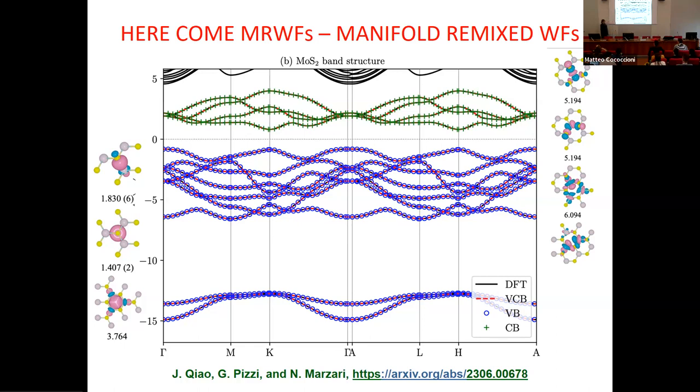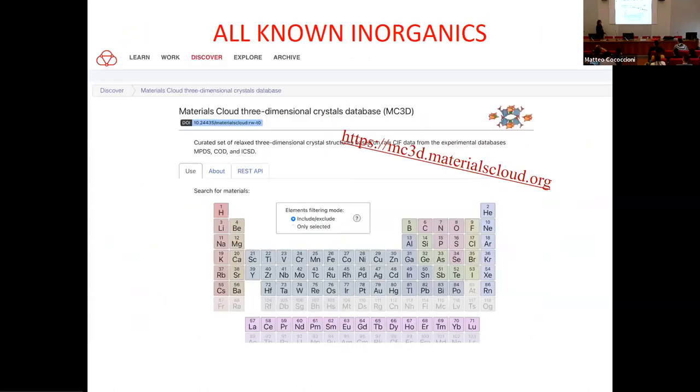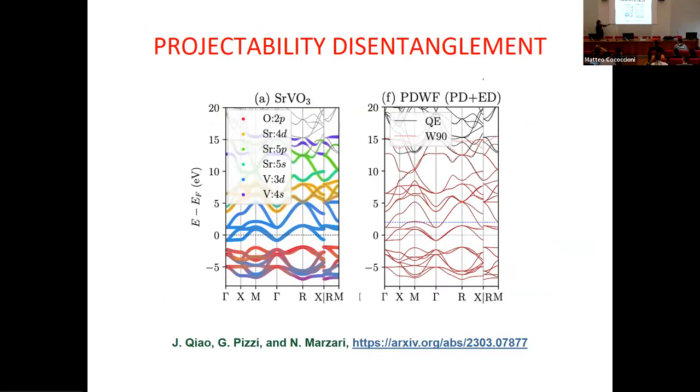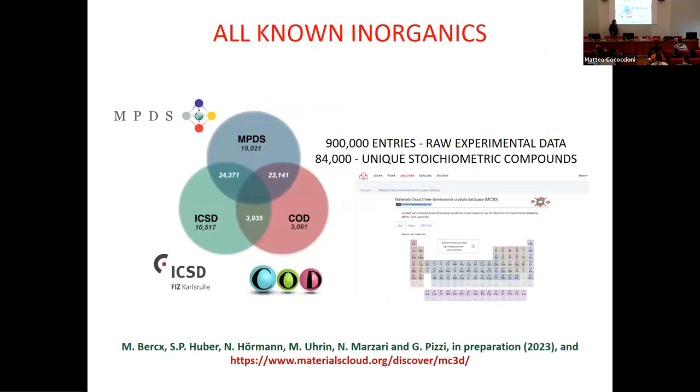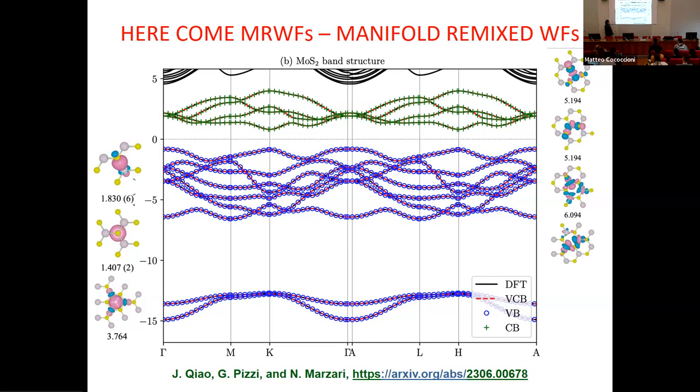We call them MR. So we had ML and we thought MR was nice. So manifold remixed Wannier functions: we take the projectability Wannier functions that are built automatically. You see, for strontium vanadate, you would have the 4s, the 3d for vanadium, 5s, 5p for the strontium, the oxygen 2p, spanning both the valence and the conduction. And then we can now mix them very easily using the concepts of parallel transport and obstruction matrices that have been built by Antoine Levitt.